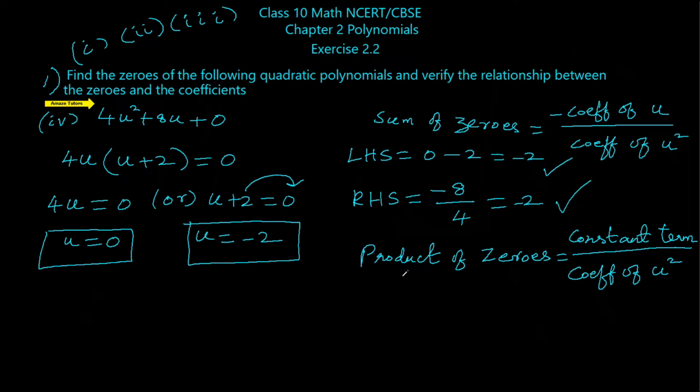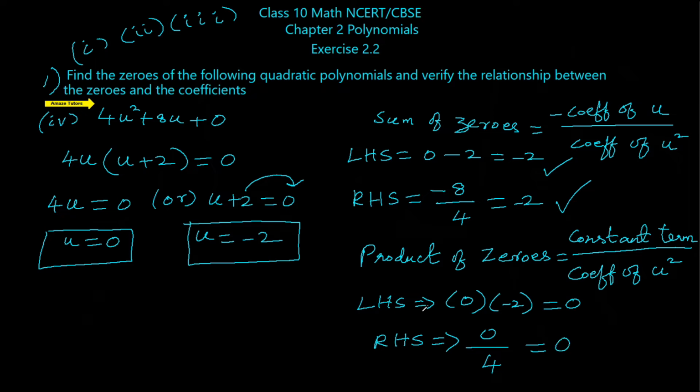Hence, we verified. Now, in the same manner, the product of the zeros. LHS, what is the product? 0 times negative 2, which is equal to 0. Now, RHS of the relationship. Constant term. Is there any constant term? No. So, substitute that as 0, divided by coefficient of u squared, positive 4. What is 0 divided by any number? Which is 0. So, left hand side is equal to right hand side. Hence, we verified the relationships between the zeros and the coefficients.